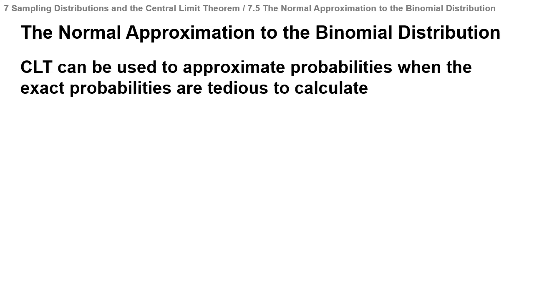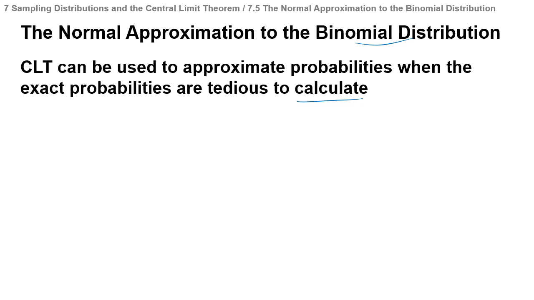Chapter 7.5 is the normal approximation to the binomial distribution. The central limit theorem can be used to approximate probabilities when the exact probabilities are tedious to calculate. This situation is for the binomial distribution. In the binomial distribution, we can usually calculate it using the exact probability distribution. However, calculating each probability is time consuming.